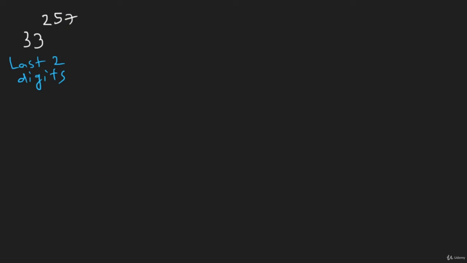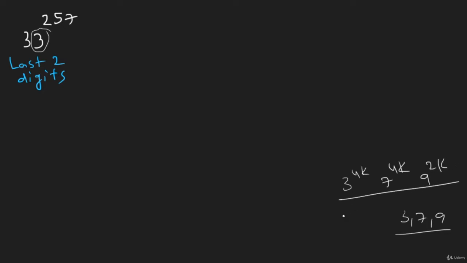Let's do this problem. You have to find the last two digits of 33 to the power 257. Now, in this case, you can see that the last digit over here is 3, and we have to use the method that we have learned in case the last digit is 3, 7 or 9. Now that says that 3 to the power 4k, 7 to the power 4k and 9 to the power 2k, these will end in 1. So because it's 3, you have to do 257 divided by 4.